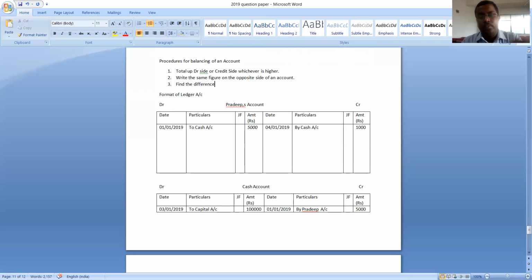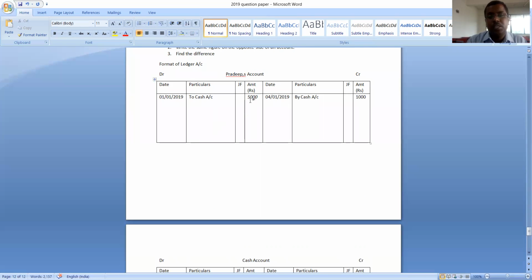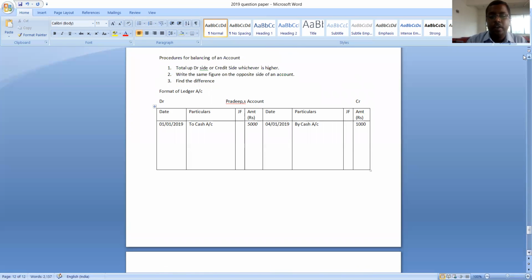Let us implement these steps and later we'll continue with the procedure. So let us balance Pradeep's account first. The first step is total up the debit side or credit side, whichever is higher. Which side total is more? Actually, debit side total is more. It is rupees 5,000. So we have totaled up the debit side.